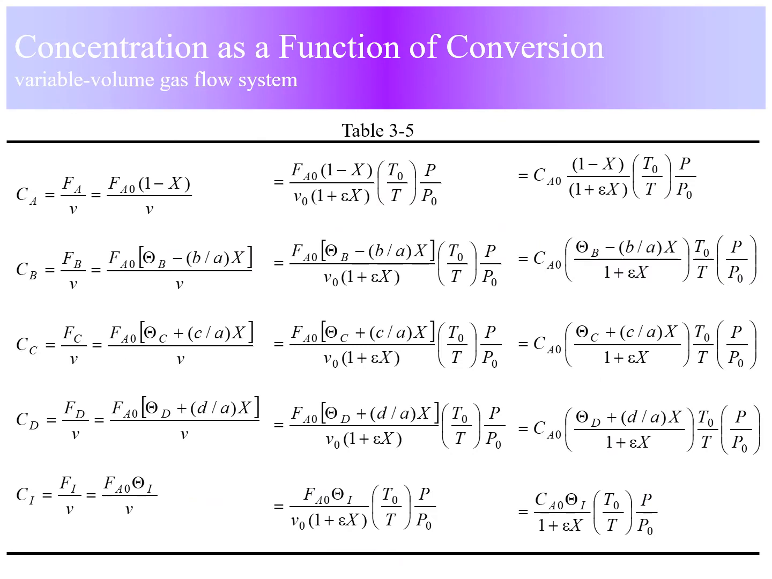Okay, so this is Table 3-5, a summary of the previous one. This is for the variable volume gas flow. That's why we have V equals V0 times 1 plus epsilon X times T over T0, P0 over P. If it is constant, there will be no 1 plus epsilon X, but for gas there is still the temperature and pressure term. So this is the summary, and I don't have to explain it further.